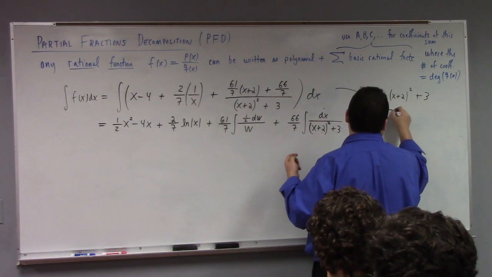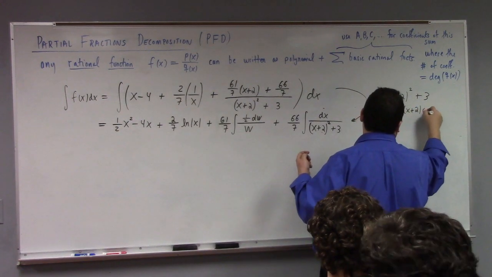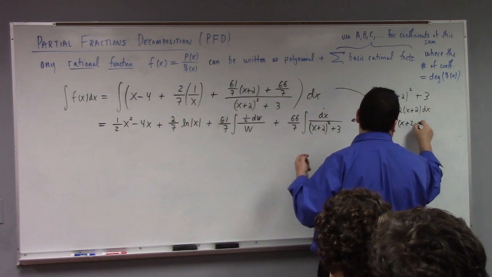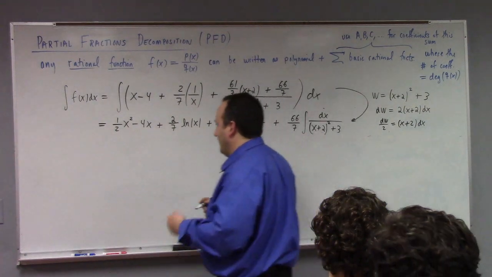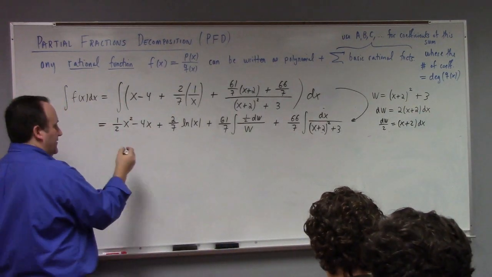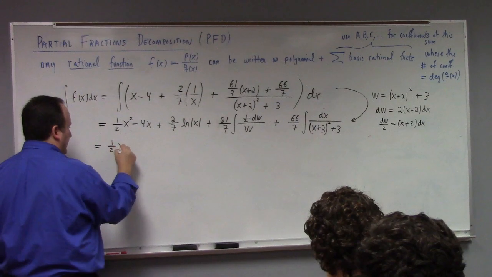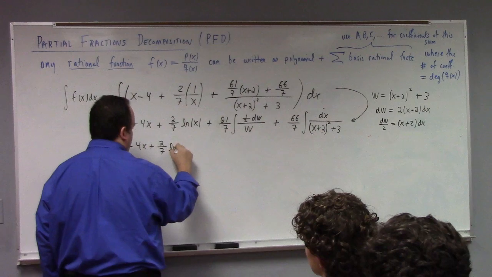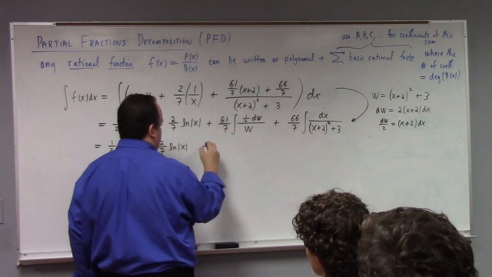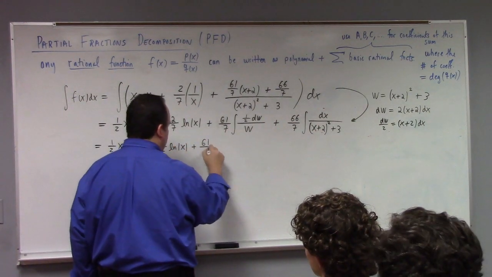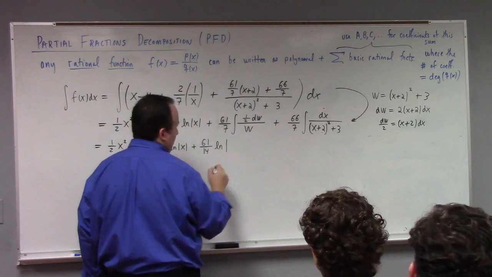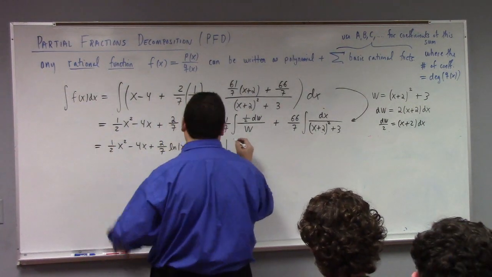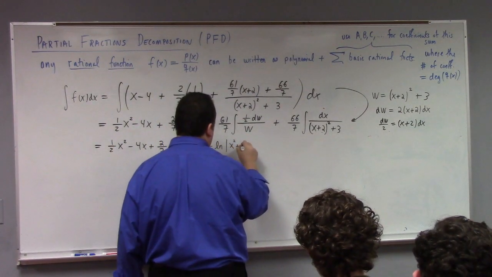So dw is 2 times x plus 2 dx, right? So dw over 2 was x plus 2 dx. So that we can integrate, and we've got 1/2 x squared minus 4x plus my 2/7 log of the absolute value of x plus 61 over 14 natural log of the absolute value of w, which is x plus 2 squared. It's the quadratic. It's the x squared plus 4x plus 7, yeah?